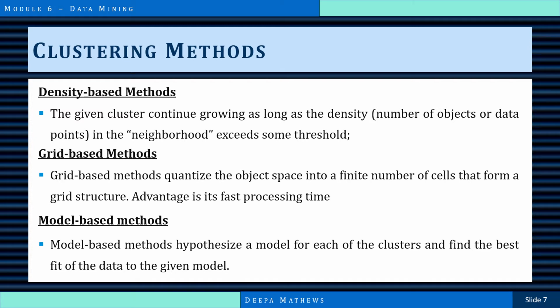And the next method is model based method. It uses some statistics methods or hypothesis to model each of the clusters and to find out the best fit of the data to the given model. So these methods, model based methods, hypothesize a model for each of the clusters and find the best fit of the data to the given model. So this method provides a way to automatically determine the number of clusters based on some standard statistics.